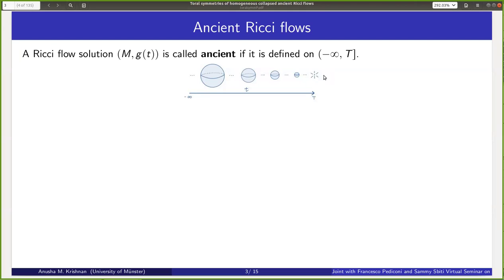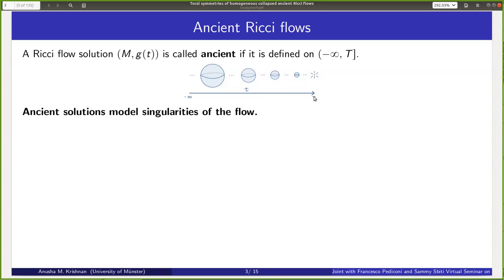So why do we care about ancient Ricci flows? Well, because they model singularities of the flow. Like in this picture over here, you see you start with a round metric on the sphere and evolve it with time, and at some finite time, it becomes extinct. So the flow ceases to exist at this maximal time t.